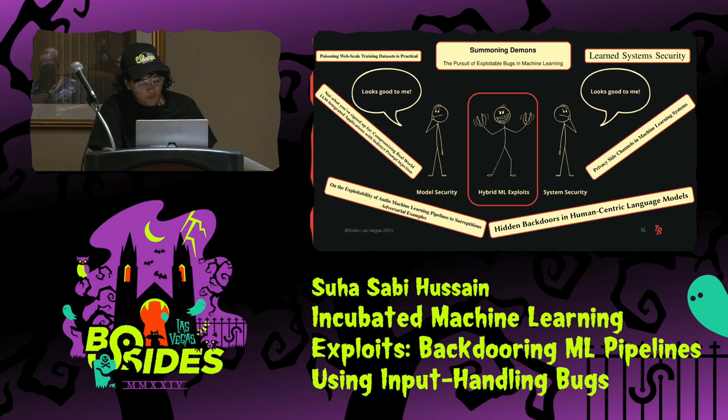So one thing you'll notice is that there's a lot of screenshots of paper titles on this slide. That's because there have been specific instances of hybrid ML exploits in the literature and in practice. They're just not explicitly called that. So exploitable software gadgets have been used for backdoors. The summoning demons paper at the top chained model evasion with memory corruption. And the learned system security paper next to it includes an example of a poisoning attack that causes an exponential memory blowup in an index structure.